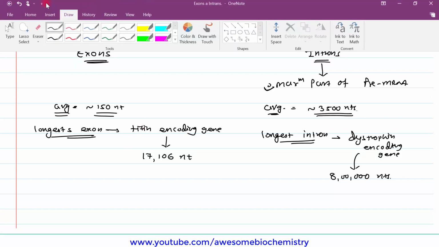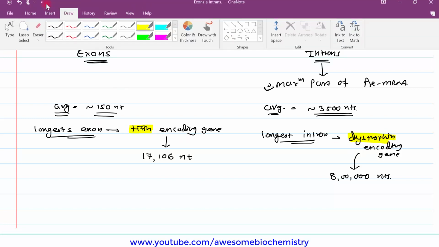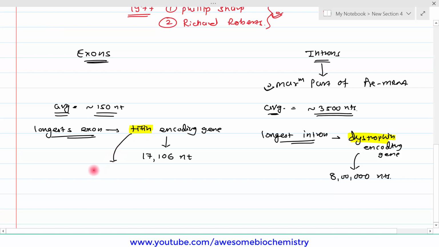Let us talk something more about these two proteins, titin and dystrophin. This titin is the largest known single chain protein. It is the largest known single chain protein.